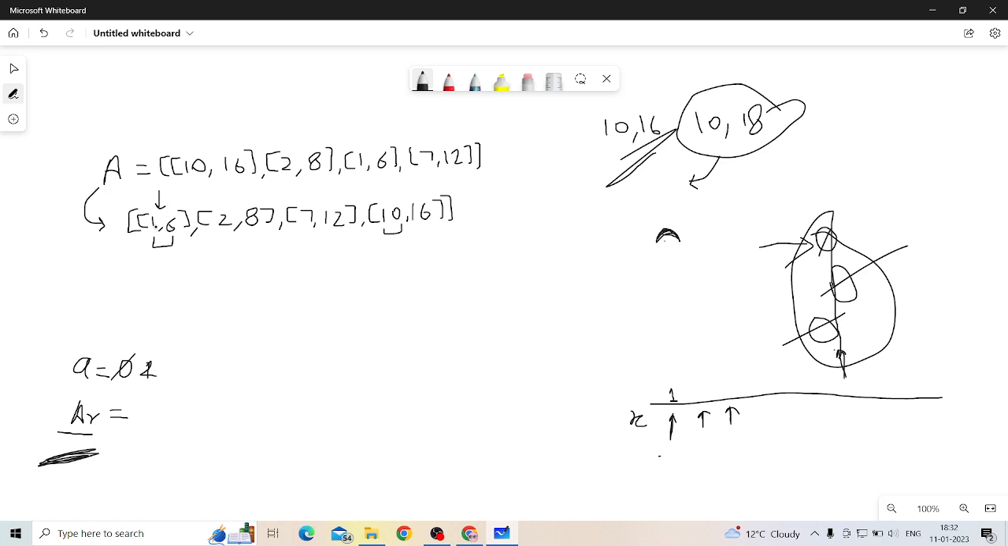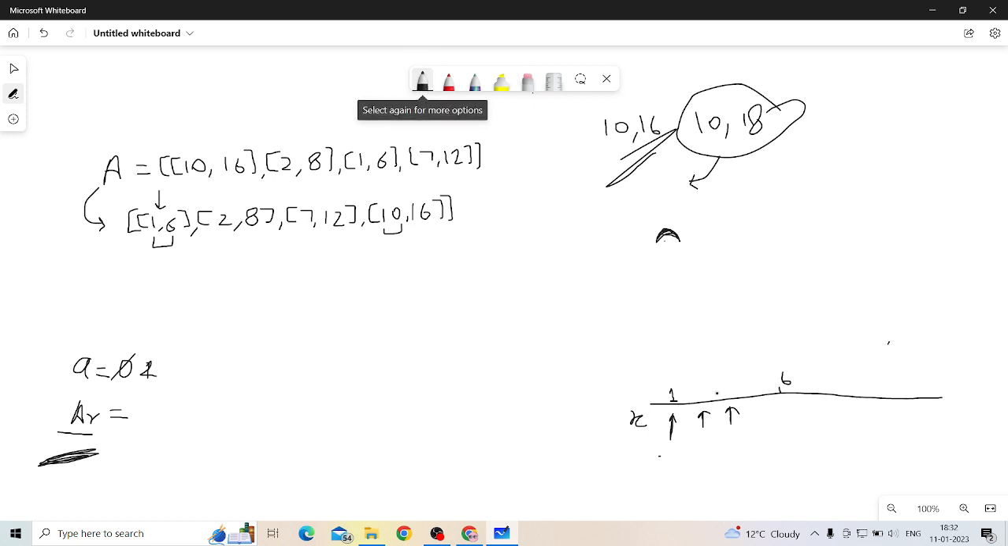So this is the range of the balloon. This is the range of the balloon from 1 to 6. One balloon is from 1 to 6. Let's say 6 is here. Sorry for the shape of the balloon. So one balloon is from 1 to 6. We will say I am throwing one arrow from 1.